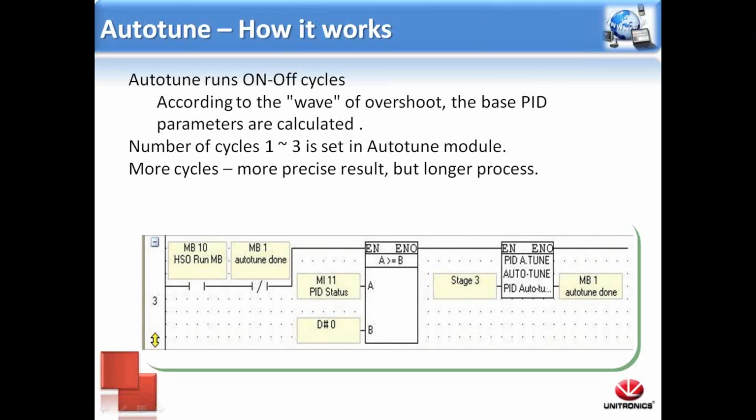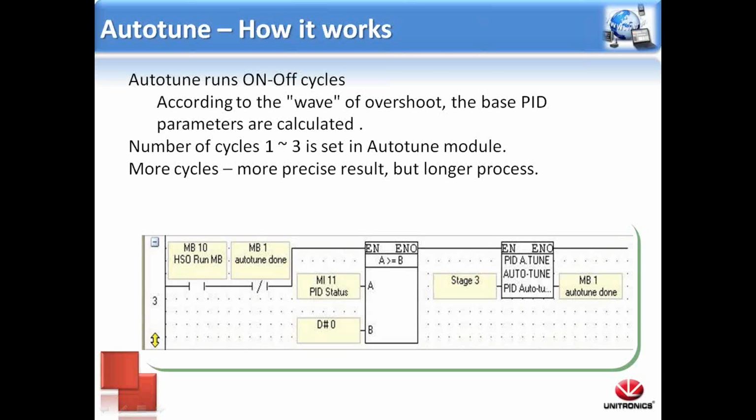Now we'll talk a little bit about how Autotune works. Autotune is going to run on-off cycles, which means that it's going to turn the output on and off, either 0% or 100%. Now this is going to create a wave. The process value is going to overshoot the set point and then drop back down. Based on how the system responds to this type of wave, the PID parameters are calculated.